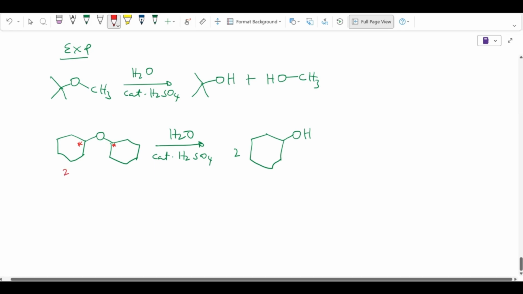Also notice that this is a secondary alkyl halide. This is also a secondary alkyl halide. And the condition requires that one of those alkyl groups should be a secondary or tertiary alkyl halide. So this reaction will also work.